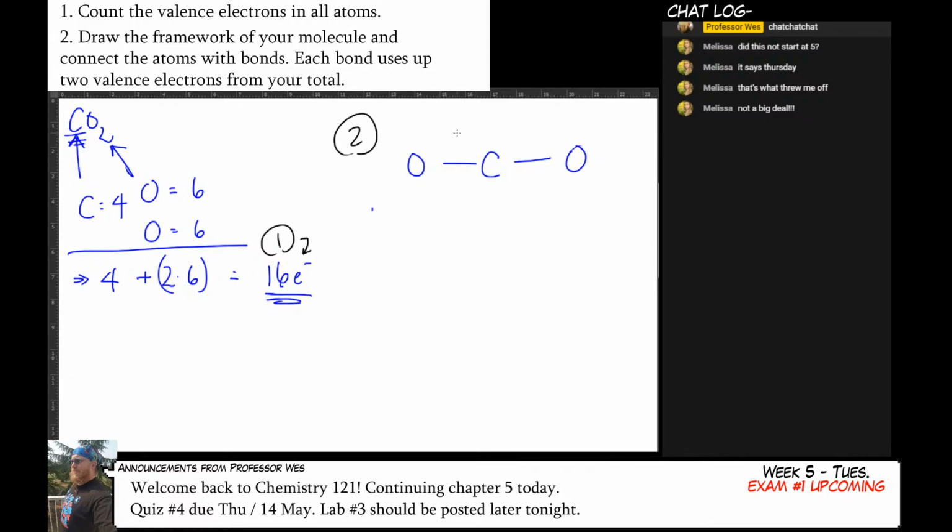Now every line that I draw is 2 electrons. Because remember, bonds are 2 electrons that are shared between atoms. So what that means is that I no longer have 16 electrons available. I took out 4, so now I have 12 electrons. And so that's our structure at step 2.